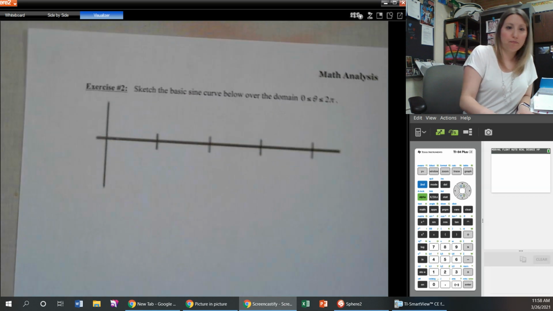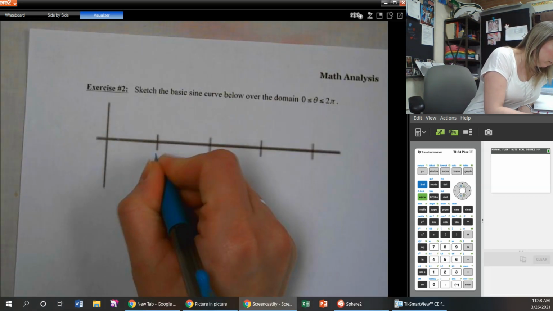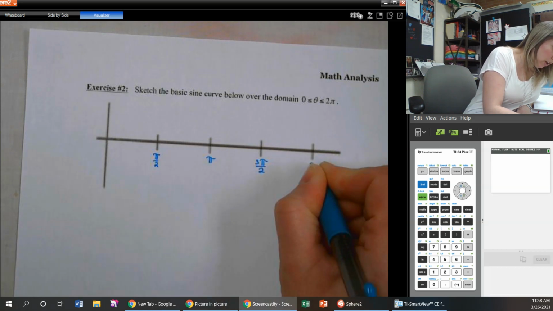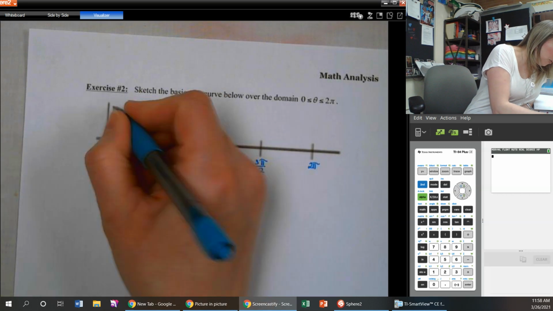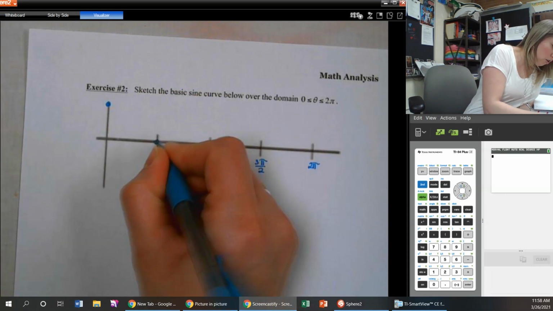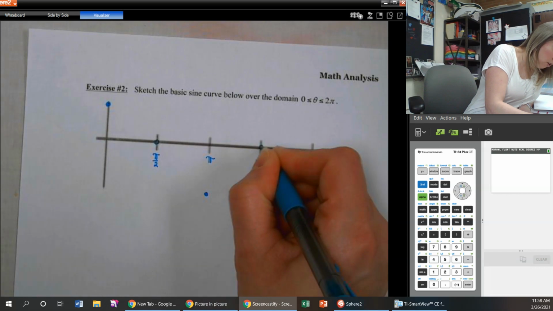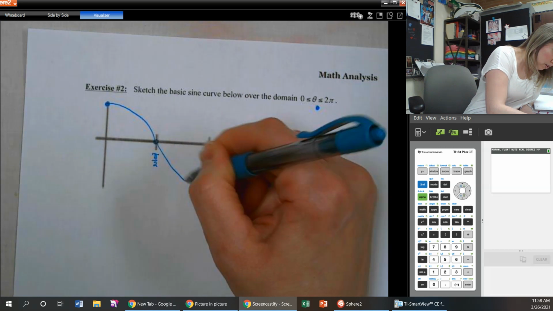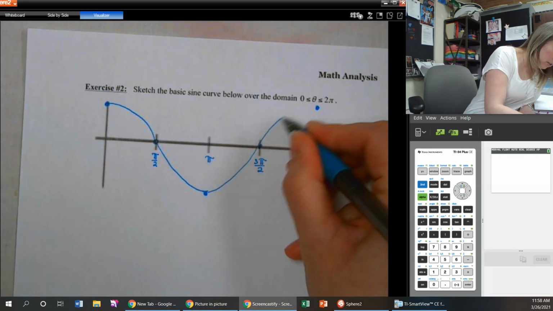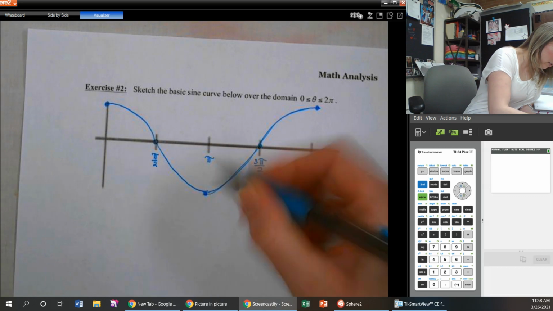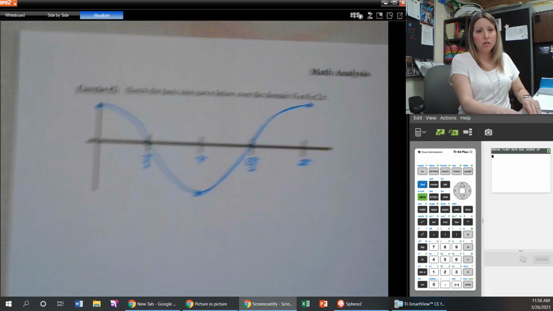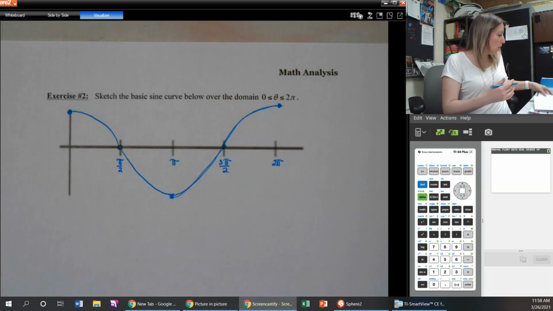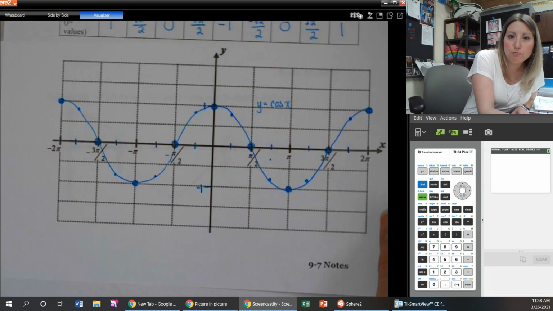And a quick sketch. So pi over 2, pi, 3 pi over 2, and 2 pi. And if you're doing the quick sketch, up, 0, down, 0, back up. This guy is your cup. Again, curve like that. Okay, so just being able to do the basic sketch or being able to do the more detailed graph.